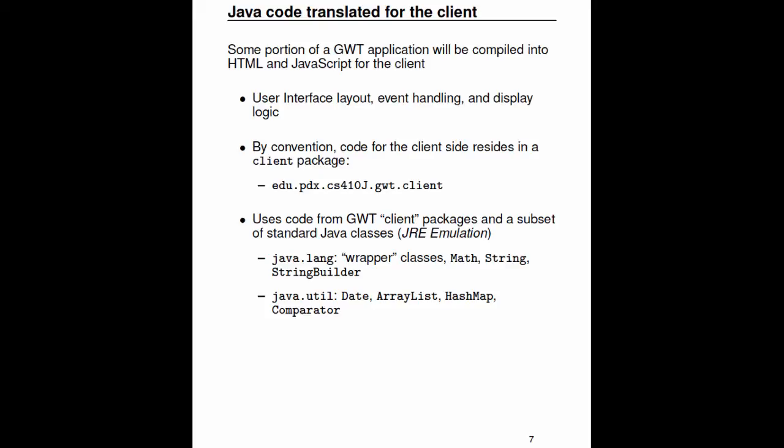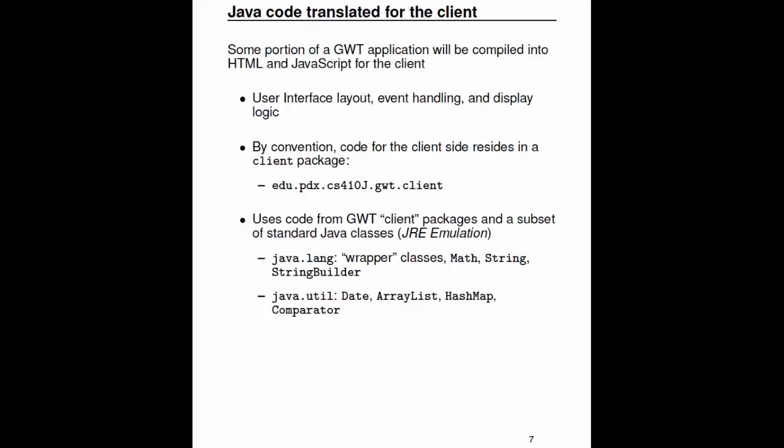On the client side, there is a special section of your application for working on the client. So this is the code that handles user interface layout, handling events, the logic for displaying and updating your UI, good stuff like that. The convention is to have the code for the client side in a package that has client at the end, something like edu.pdx.cs410j.gwt.client. And so your code lives in this client directory, and then the GWT framework itself provides a number of client packages, here again representing widgets and things like that.